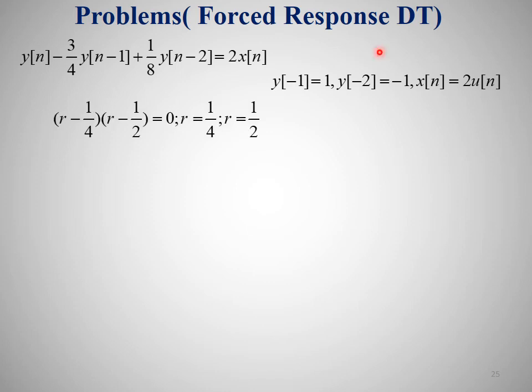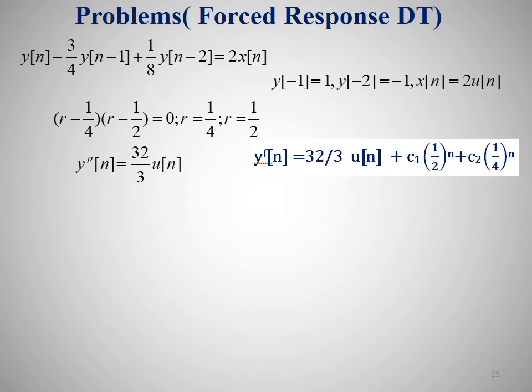Trying to get the characteristic roots of this particular expression, which has got minus 3 by 4 and plus 1 by 8, the roots are r minus 1 by 4 into r minus half. Thus, the roots will be r is equal to 1 by 4 and r is equal to 1 by 2. Let us now try to determine the particular solution for this problem. It turns out to be 32 by 3 into u of n.